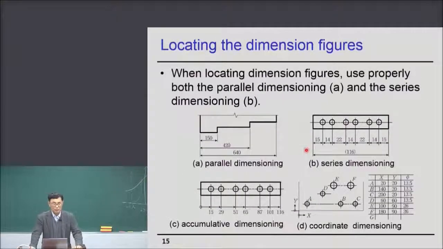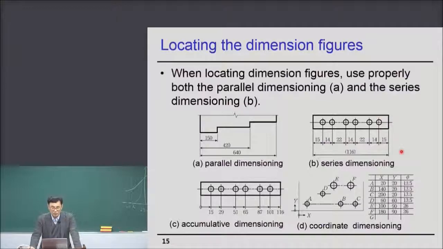자, 다음에. Okay, now when locating dimension figures, use properly both the parallel dimensioning and the series dimensioning. So this is a parallel dimensioning. It has the datum, dimension datum here, and 150, 420, 640 is placed using what we call parallel dimensioning. And series dimensioning is, there is no datum anywhere. It is just in series.